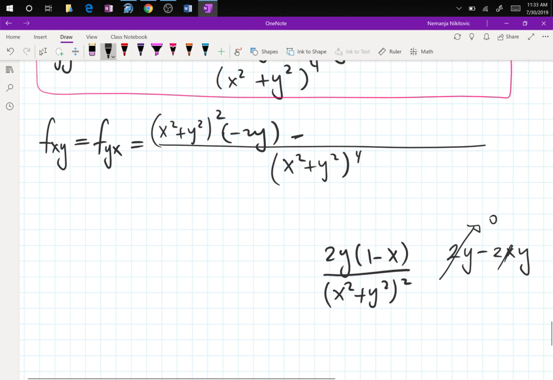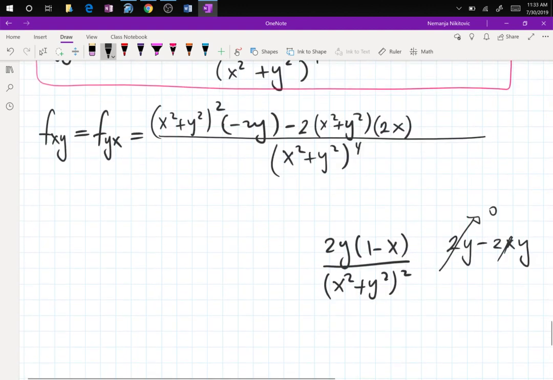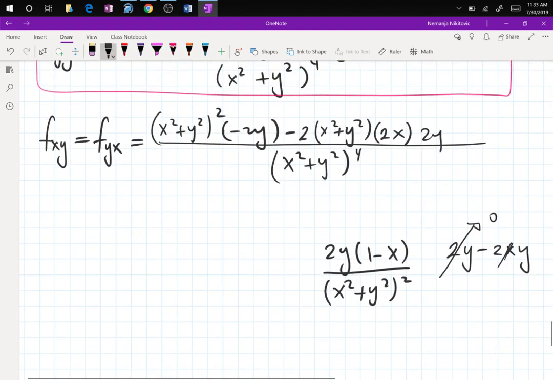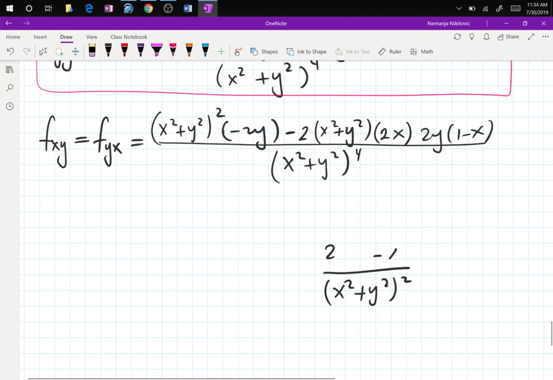Minus the derivative of the denominator, which was x squared plus y squared. Now it's going to be a 2 in there, and then the derivative of the inside with respect to x is 2x. So that's the derivative of the bottom, and copy the top, which is 2y, 1 minus x. Excellent. Simplify and we can do the problem.